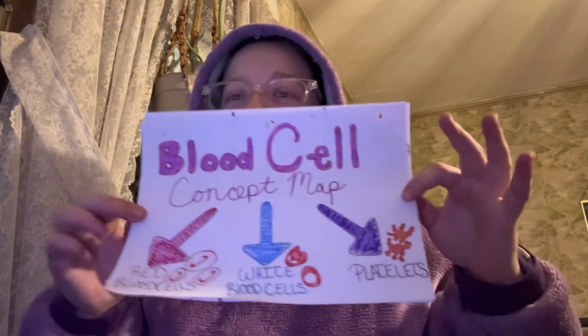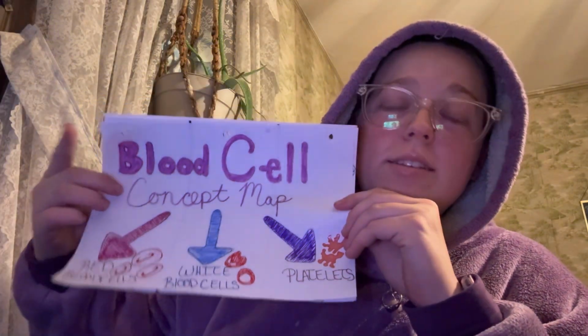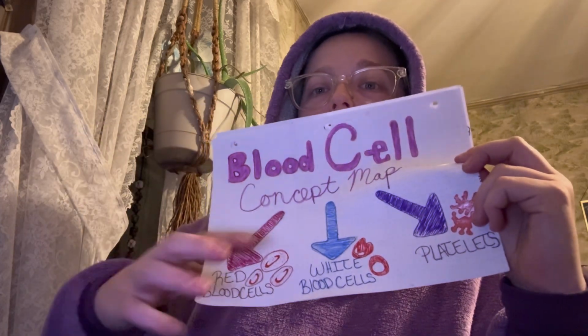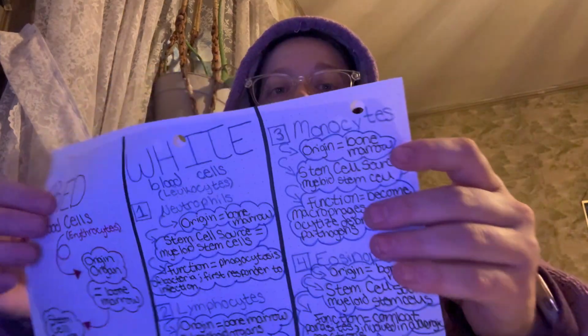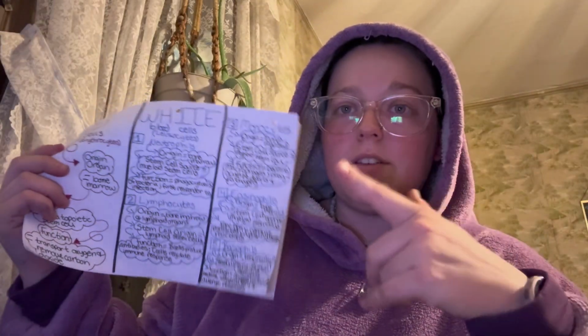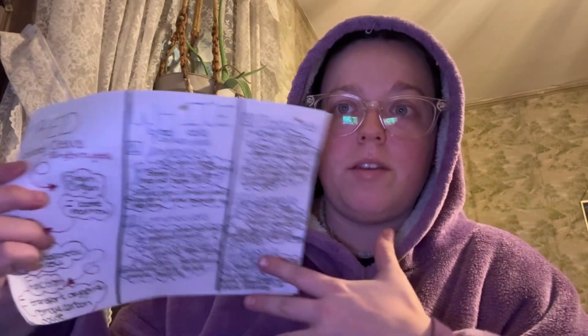I have to show you guys, because I'm very proud of this. This is part of a project that I had to do for anatomy. Hold on. So this is a blood cell concept map. So we have red blood cells, white blood cells, and platelets. And then we have the information. So the organ, stem cell source, and the function. So for red blood cells, it's just these. And then there's 5 different types of white blood cells. So I have all the information there.